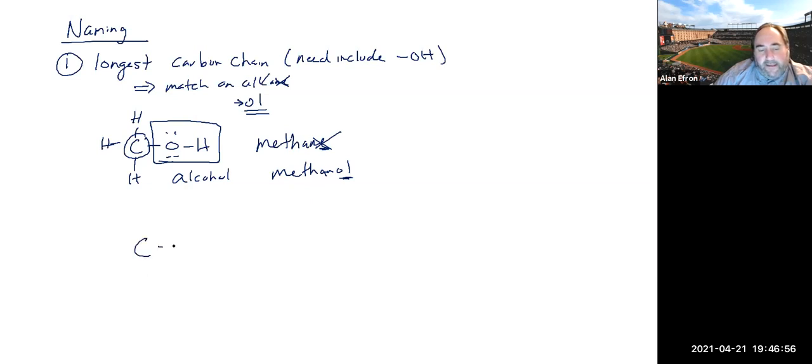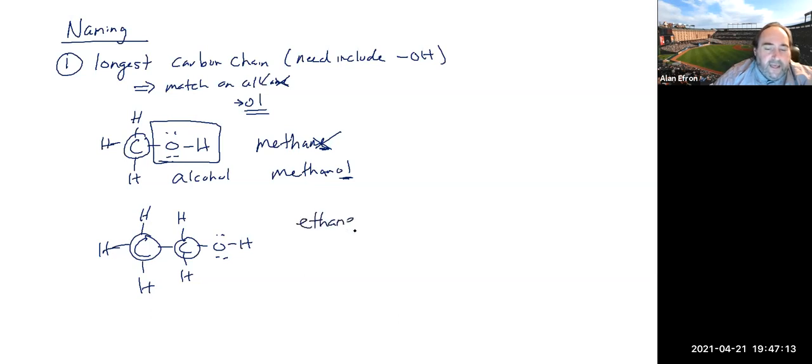We had this guy. This has one carbon, two carbons. Two carbons is based off of ethane. Has the OH group, makes it an alcohol. Ethane becomes ethanol.